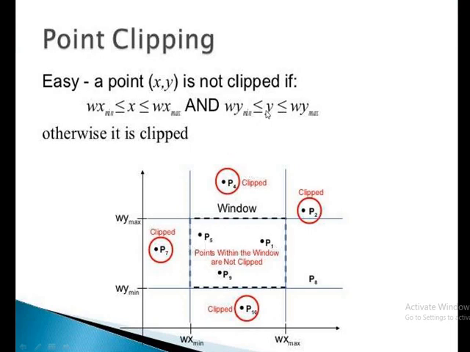So also we have to check its y coordinate. The y coordinate is greater than wy min, and it is less than or equal to wy max. If it is so, that point is not clipped, it is inside the window, otherwise it is clipped. Like here we have several points, P1, P5, P9, which are within the window and are not clipped, whereas point P2 is outside the window and it will be clipped.